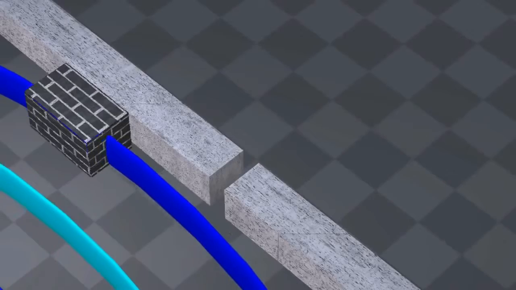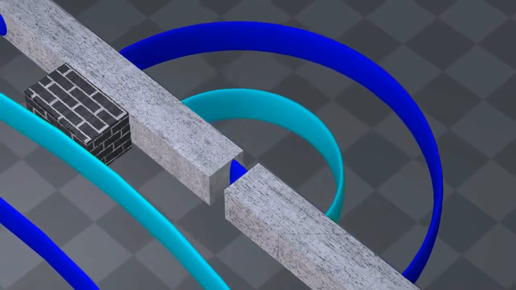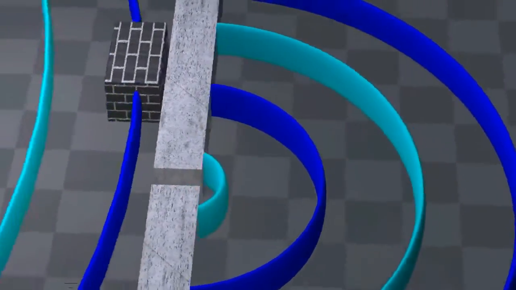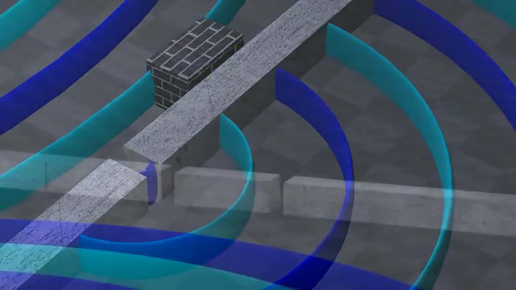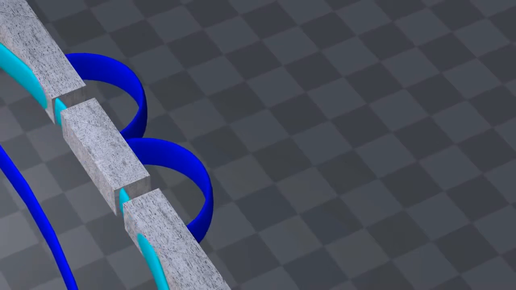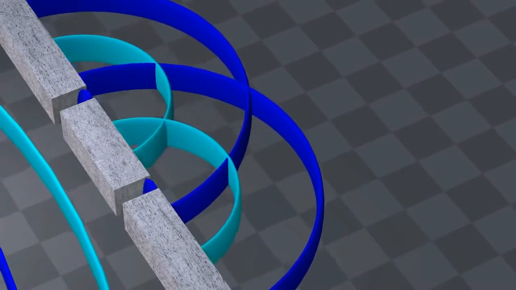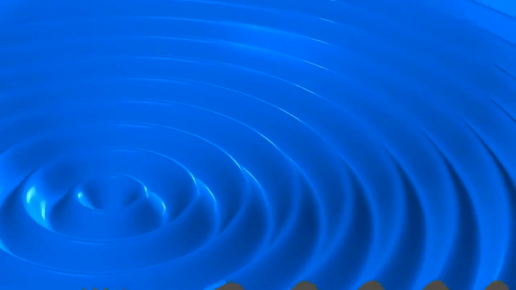Only one known phenomenon can explain this result. Waves. When a wave passes through a hole, it spreads out on the other side. If there are two holes, two waves are produced. When you have two waves, they interact with one another.